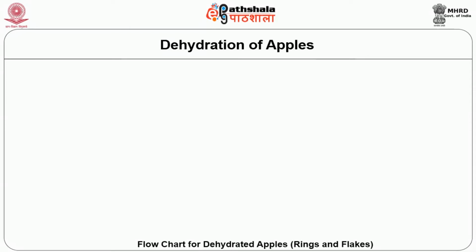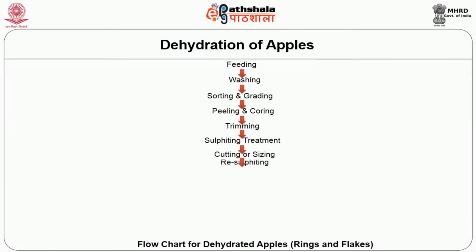Let us discuss the flow chart, which involves the various steps in apple dehydration. The first step is feeding, followed by washing. Then it goes for sorting and grading. The sorted and graded apples go for peeling and coring, followed by trimming. This is continued with sulfiting treatment, followed by cutting or sizing, then a step of resulfiting, followed by dehydration. Then it goes for final quality grading, followed by packing, and the final step is transportation and shipping.